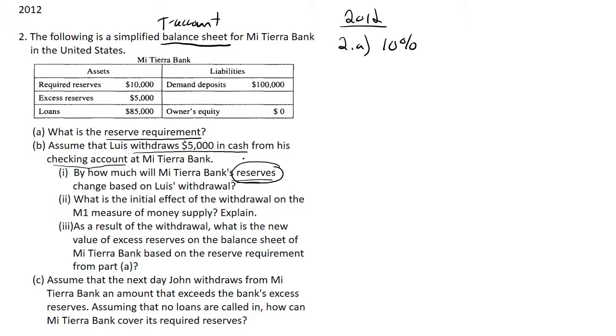Now, before this transaction happened, I hope you can see that they had required reserves of $10,000 in the vault and excess reserves of $5,000 in the vault, right? So the total reserves here were equal to $15,000. In other words, guys, there was $15,000 worth of cash in this vault. But now he withdraws $5,000 of that out, so now there's $10,000 of reserves left in the vault. So hopefully you can see that the total reserves then decreased by $5,000, right? This is a simple one, don't overthink it. So for section B1, the amount of reserves would decrease by $5,000.